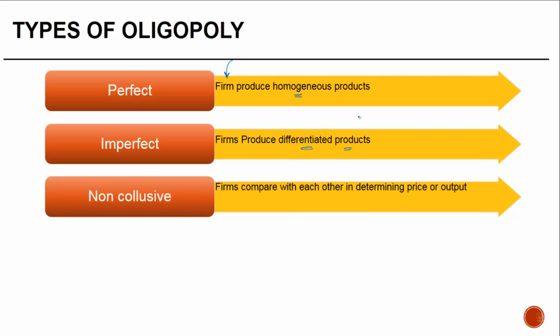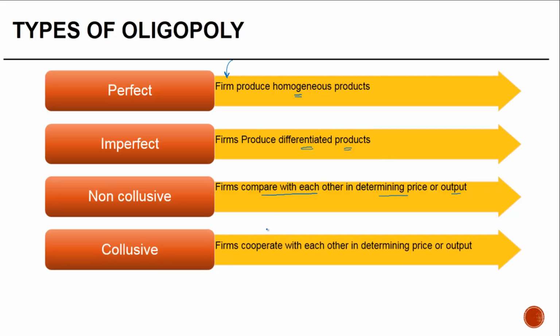A non-collusive oligopoly is where firms compete with each other in determining price or output. But in case of collusive, they do not do this. They cooperate with each other in determining price or output. When I say they compete, if one increases, the other one may also increase. If one decreases, the other has no choice but to decrease. In the collusive case, all of them come together and decide what should be the price and what should be the output.